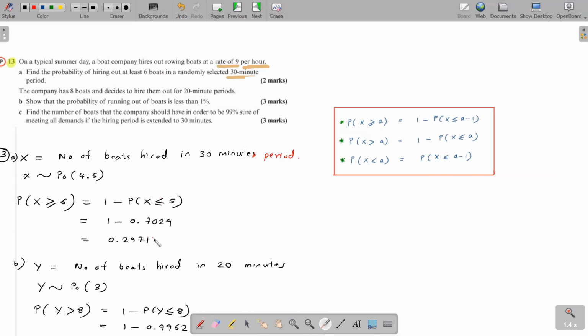So you should be able to use the table now. I've shown that to you many times, how to use the table and how to find the probabilities. So this should be okay, right, guys? Okay, so I'll move on to part B.